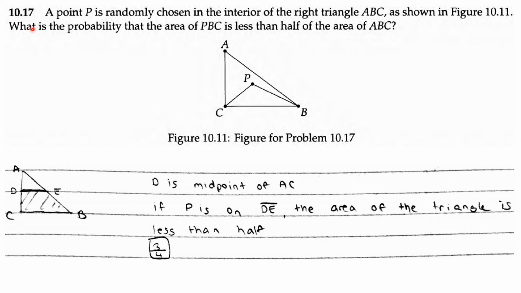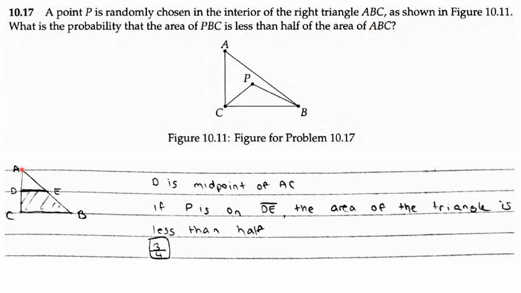AOPS counting and probability 10.17. A point P is randomly chosen in the interior of the right triangle ABC, as shown in figure 10.11. What is the probability that the area of PBC is less than half the area of ABC?